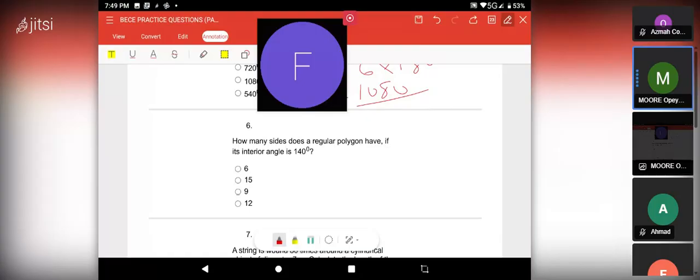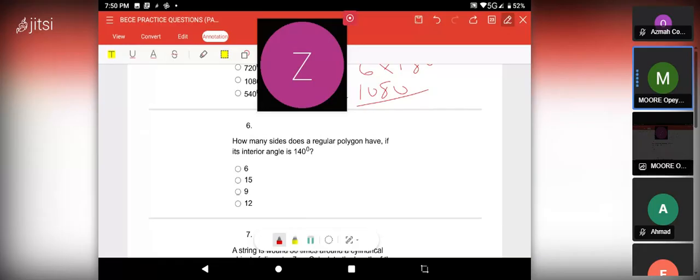The sum of interior and exterior angle of any polygon is equal to what? Sum of interior and exterior is equal to what? It's going to be 180. Interior and exterior is equal to a straight line, 180. Do you agree? Yes, interior and exterior is going to give us a straight line.